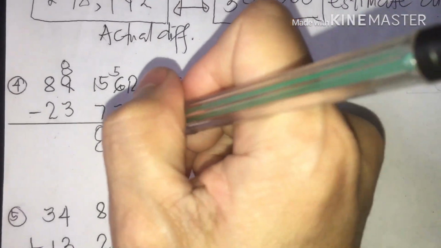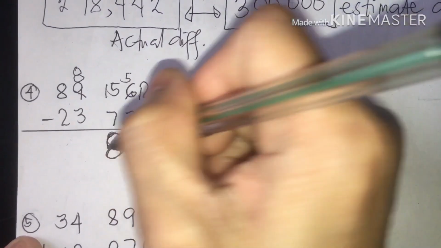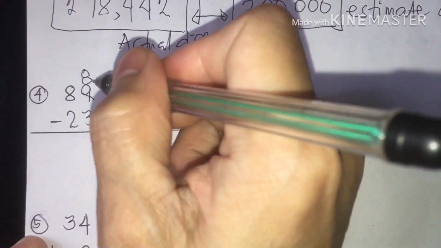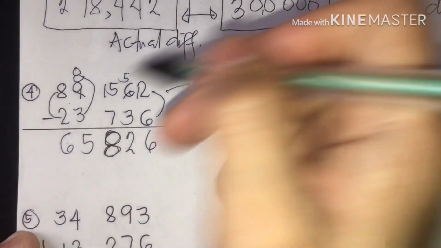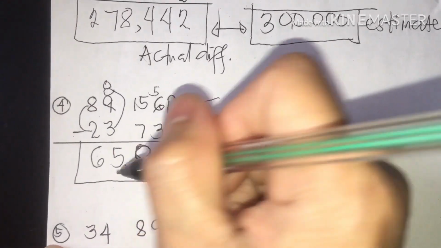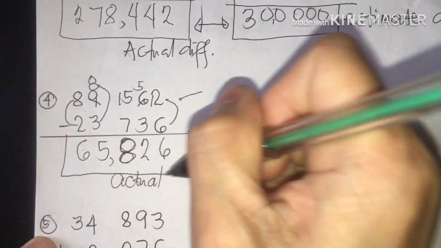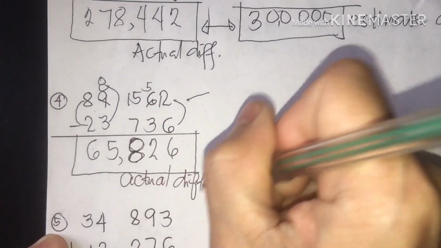So remember, 5 becomes 15 just because 5 borrowed from 9 and 9 becomes 8. Okay, next. This is our answer. Next, 8 less 3, so we're going to write. Then 8 minus 2, so we're going to write. So again, my dear pupils or students, this will be our actual difference.